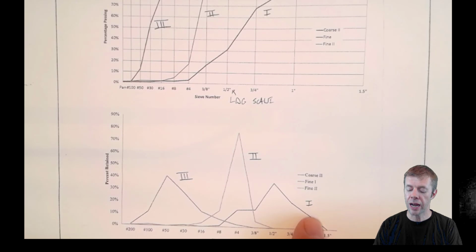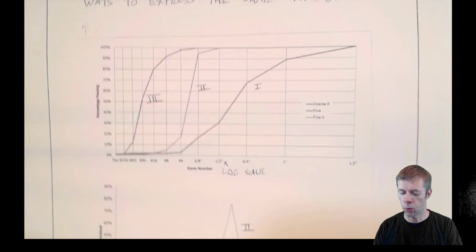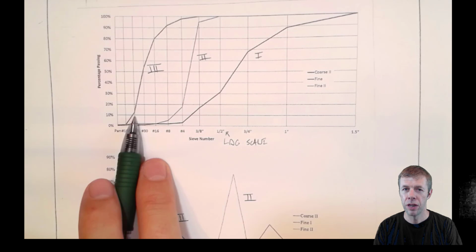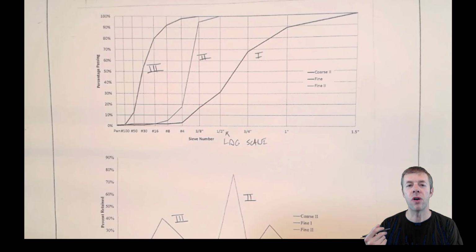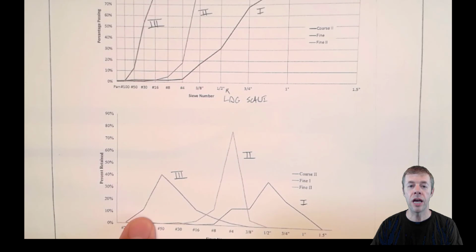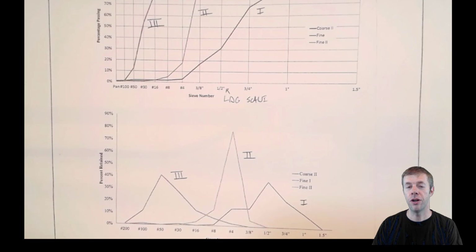And I'm going to try to explain kind of how this works. For example, this percent passing says at a sieve size of a number 50, that 10% of my material is passing. That means below the sieve size of a number 50, there is 10% of that material. Let's show you that. Here's a number 50. That means below it, that means a number 100. Look at that. There is 10% on the number 100, 0% on the number 200. There you go. 10% passing the number 50.